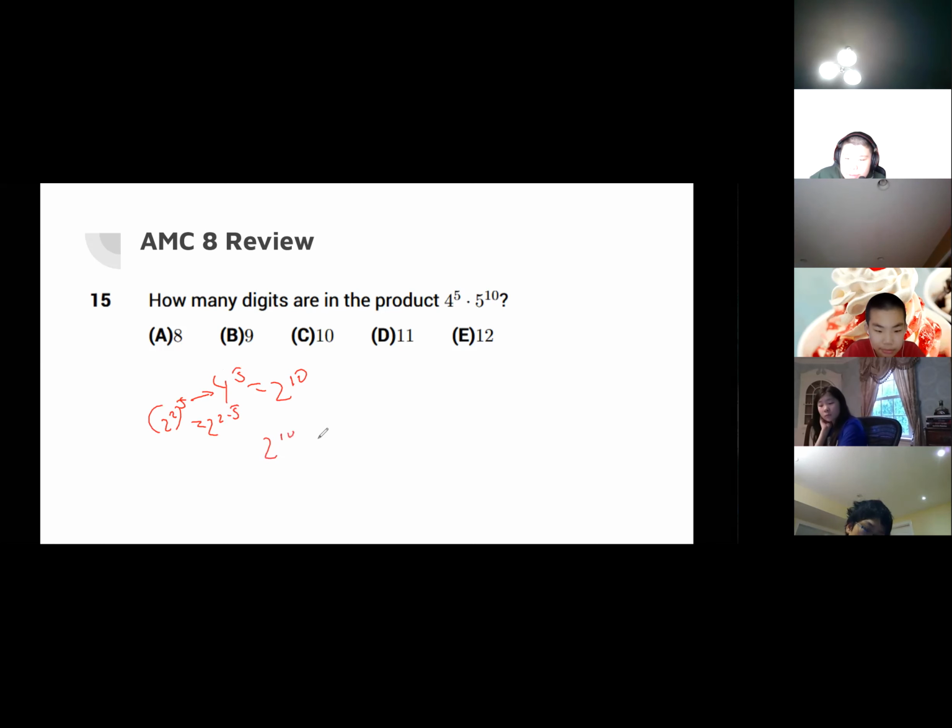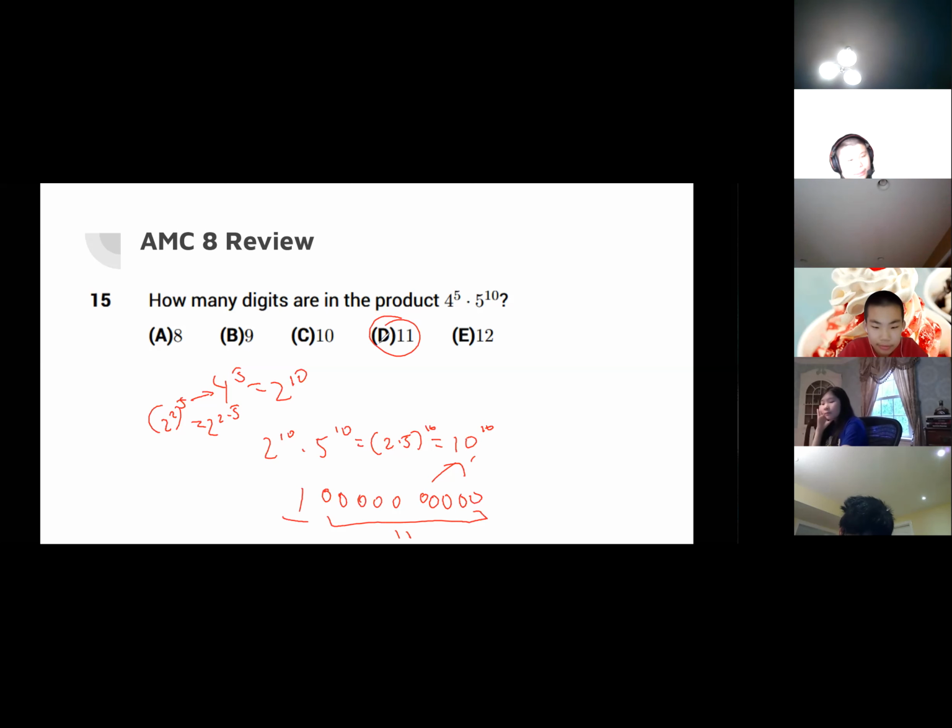And 2 to the 10 times 5 to the 10 equals 2 times 5 to the 10 because they have the same exponent, which equals 10 to the 10. So what does this mean? That means that it's going to be a number that starts with 1 and has 10 zeros. So like 10 to the first is just 10, which is 1 0, 10 to the second is 100, and etc. And well, there's 1 one and 10 zeros, so the answer would just be 11, which is D. Does anyone have any questions about that?